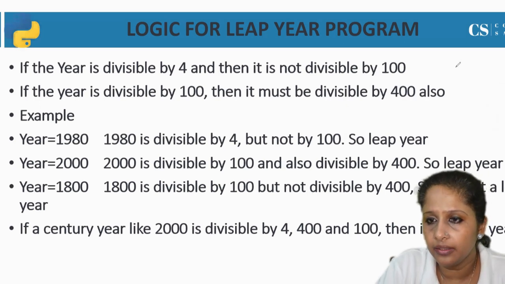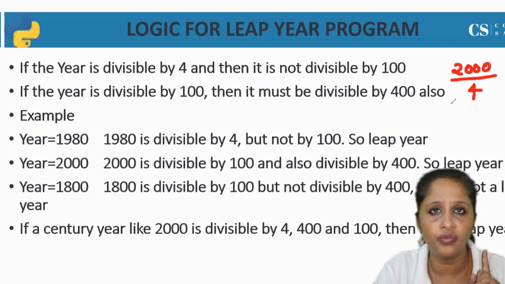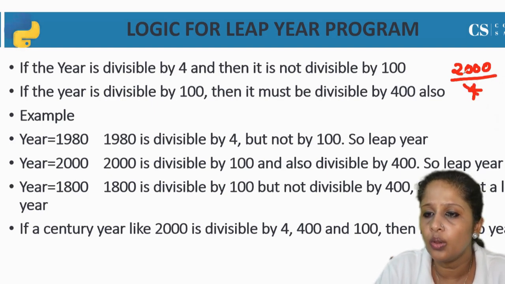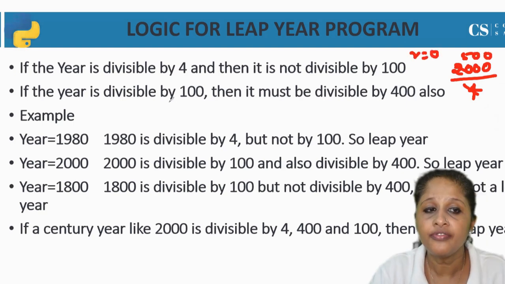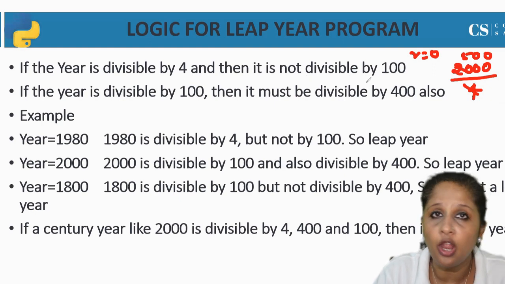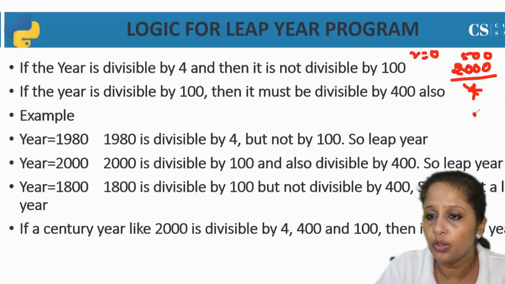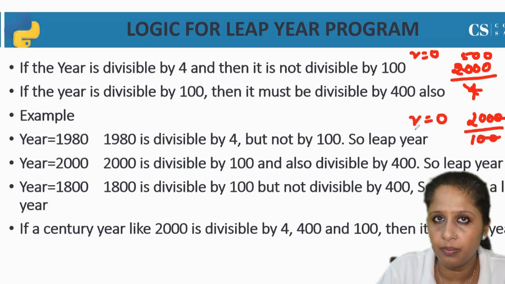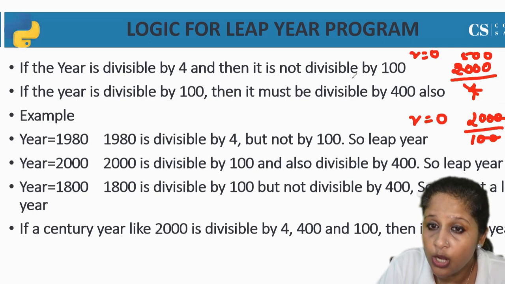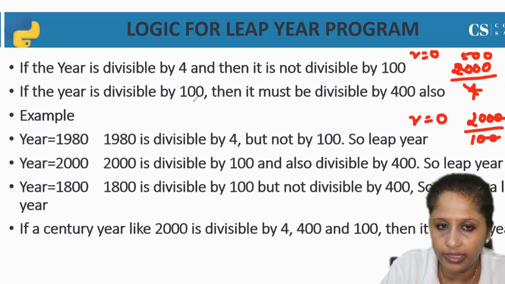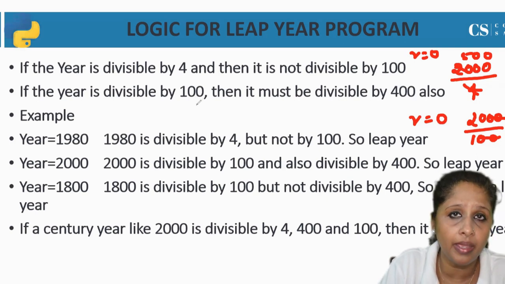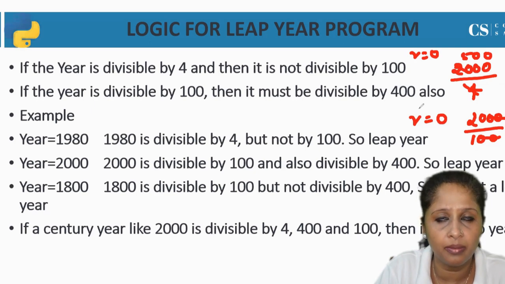See, here I am taking the year as 2000. 2000 is divisible by 4. First we have to check with 4 only. So here you will get the answer as 500, which means the remainder is 0. If the year is divisible by 4, then it should not be divisible by 100. See, obviously 2000 is divisible by 100, so the condition of not being divisible by 100 is not satisfied. So we have to go to this line: if the year is divisible by 100, then it must be divisible by 400 also.